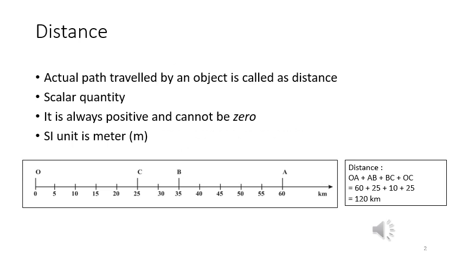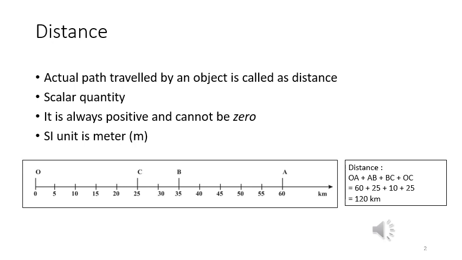Let us consider the first physical quantity of motion, distance. Distance means the actual path traveled by an object. Look at the figure that is given in the slide. Let us say the object is traveling from O to A to B, B to C. In this case, the object is traveling a path, and that is why I say that the distance covered will be OA plus AB plus BC plus OC if the object returns to point O.